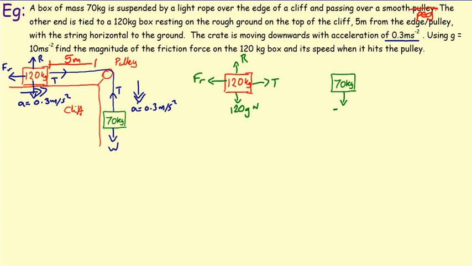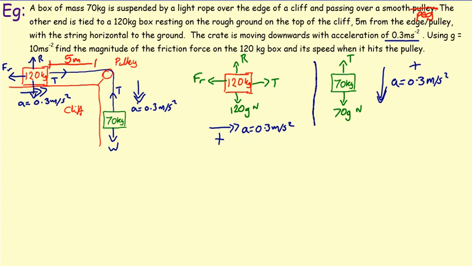Over here, we've got 70 times G newtons as the weight, and this time the tension in the cable is the same tension. We're also going to want to mark on our direction, so this one is accelerating with 0.3 meters per second squared, and this one is accelerating again with 0.3 meters per second squared. In each case, let's take those as our positive directions. I've got two separate scenarios going on, so we can take two different directions.